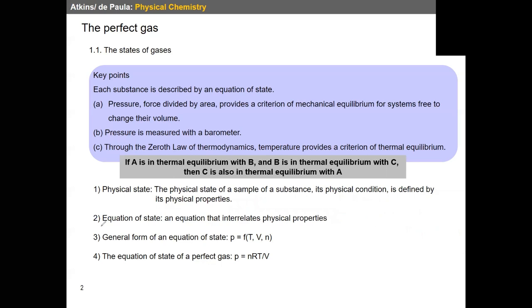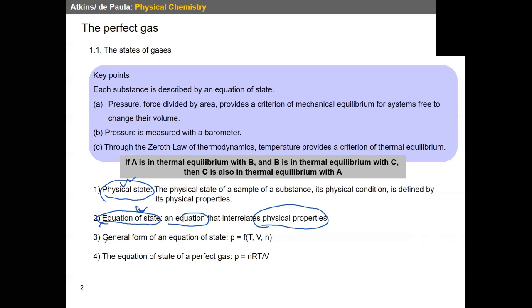Okay, so the equation of state is simple. It means the equation which is related to these physical properties is called the equation of state. This is basic terminology, and I will use it to explain the state of gases in the remaining part of this chapter. So you have to understand the physical state and also the equation of state.